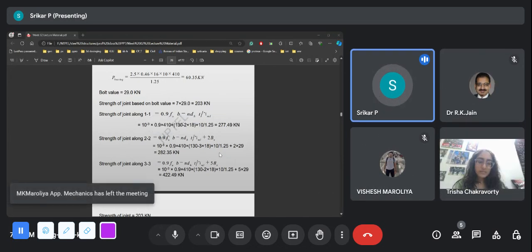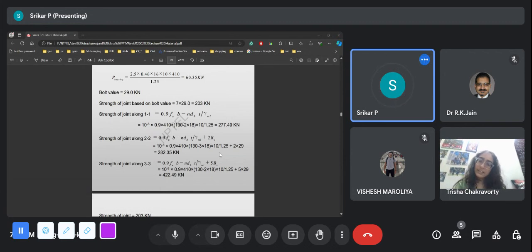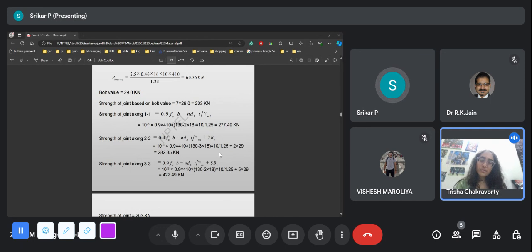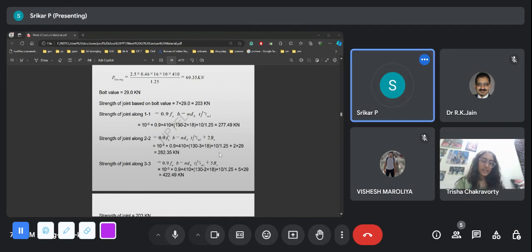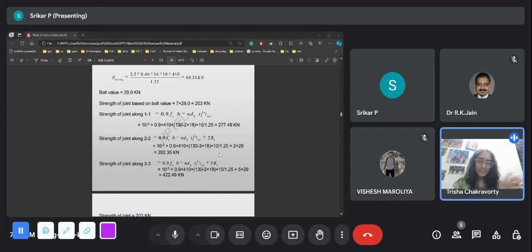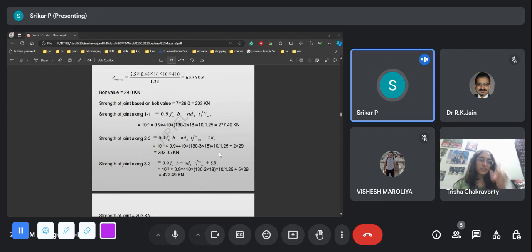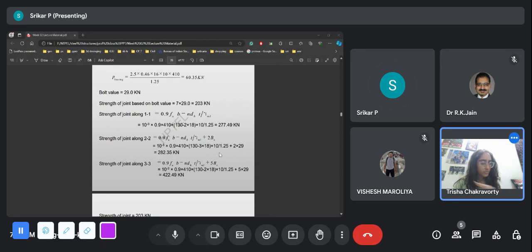But that doesn't happen only on one side, right? The bolts on both sides will take load, I mean section 1-1 and section 3-3. Exactly. You have to do the calculation from both sides: once for 1, 2, 3 as done, and once for 3, 2, 1 as well. Since this is symmetric, you will get the same results. But if there are three or four bolts, then you have to do both sides.